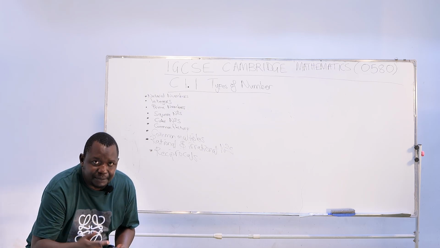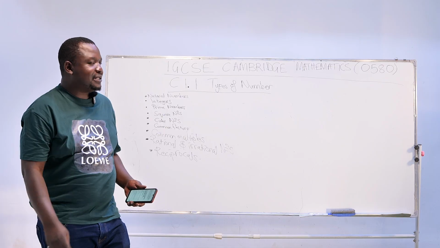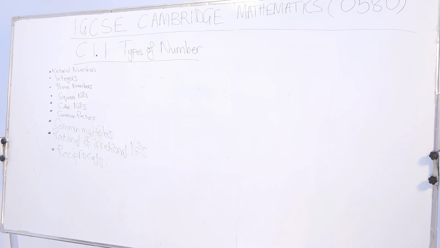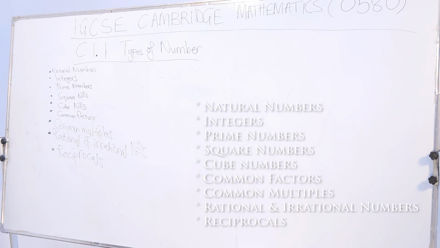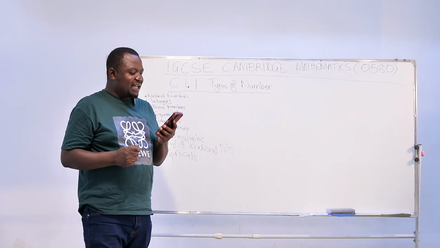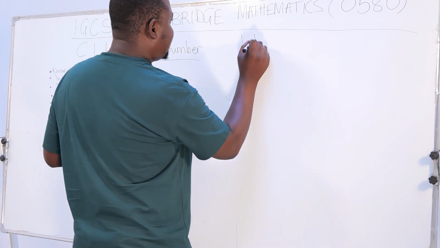So under this concept, types of number, according to the requirements of the syllabus, we're going to be specifically focusing on these following subtopics. The first one, natural numbers. The second one, integers. Third one, prime numbers. Fourth one, square numbers, cube numbers, common factors, common multiples, rational and irrational numbers, and also reciprocals as well. So we're going to start with the first aspect, which is natural numbers, all right?